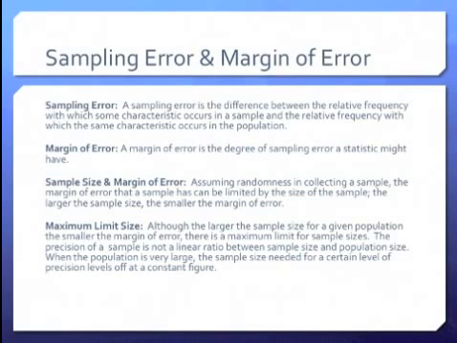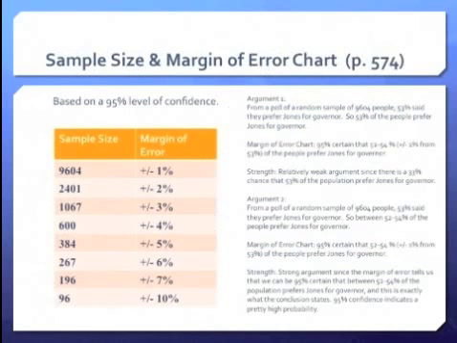Although the larger the sample size for a given population, the smaller the margin of error, there is a maximum limit for sample sizes. The precision of a sample is not a linear ratio between sample size and population. When the population is very large, the sample size needed for a certain level of precision levels off at a constant figure. Here is a chart that shows you the correlation between sample size and margin of error. You can use this chart to determine how much sampling error a statistic will have based on the size of the sample. By determining the margin of error, you can determine the strength of an argument that uses statistics by considering whether or not the conclusion of an argument takes into consideration the statistic's margin of error.